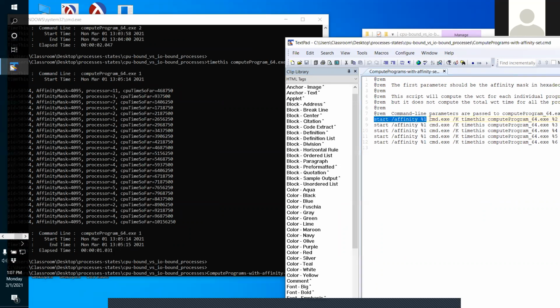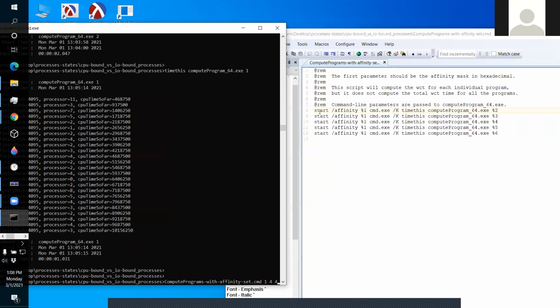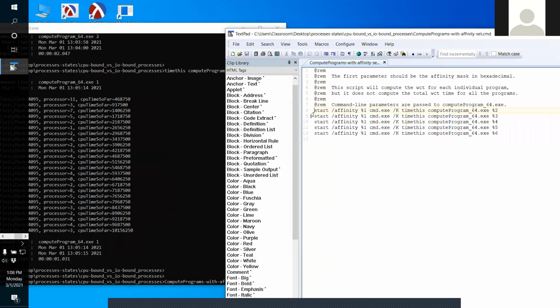Here's the way you use the affinity mask in software. You set the affinity and then run this program. Then what I have to do is set the affinity, run CMD, and tell CMD to run time this, that's timing this program that runs for that many seconds. That's the second command line argument. Okay, so I'm programming in a shell script. So I'm saying start with Affinity, CMD.